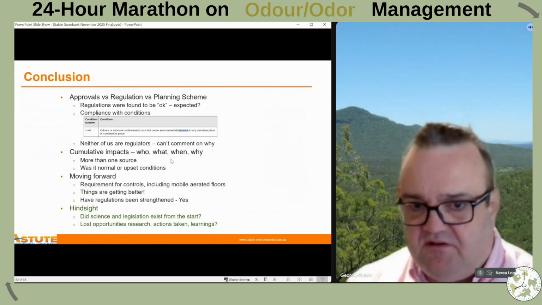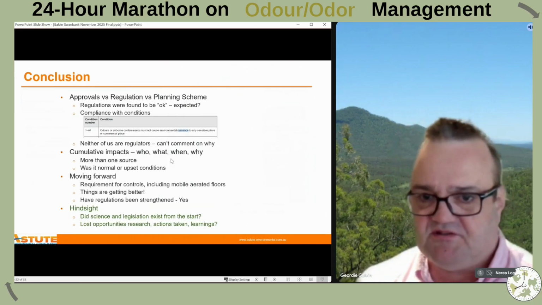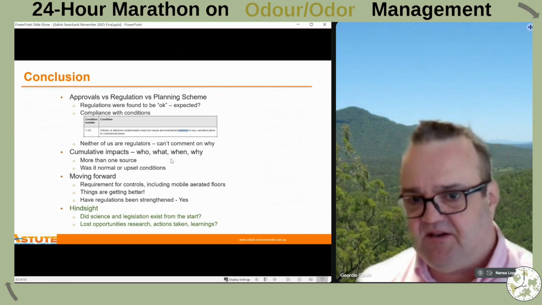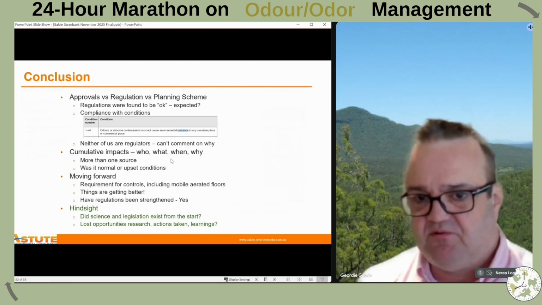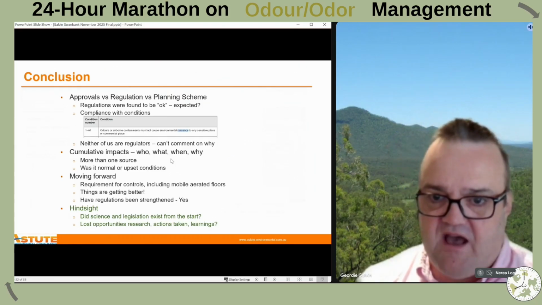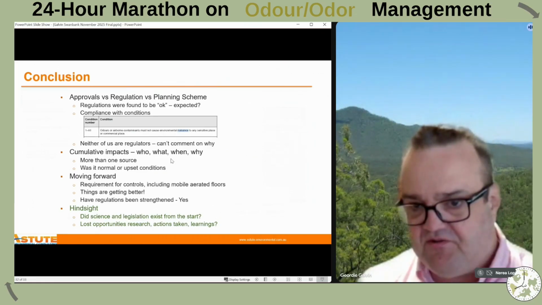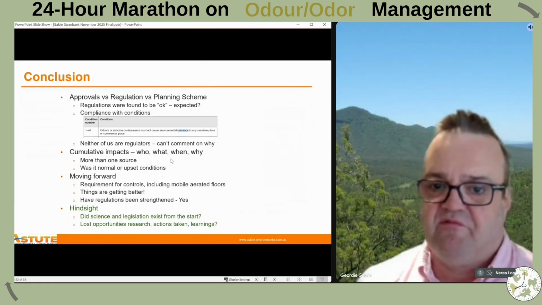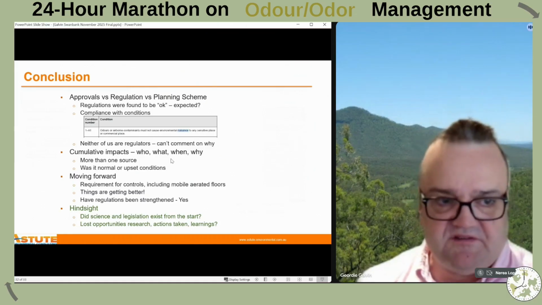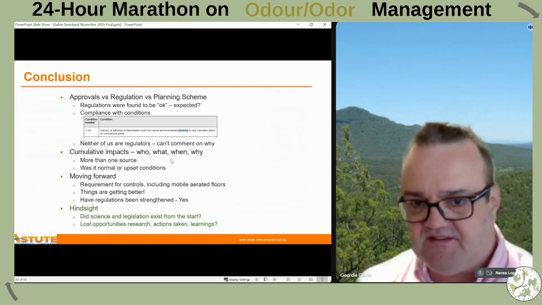So in conclusion, you have approvals for composters or recycling uses. There are the regulations sitting around them, and then there's a planning scheme that's supported them in the area. So the regulations were found to be okay. And then you have whether or not they're in compliance with the conditions, which talks about nuisance. Certainly the movement towards the controls in the previous slides is a good start there, and that should, I guess, quote unquote, fix things.